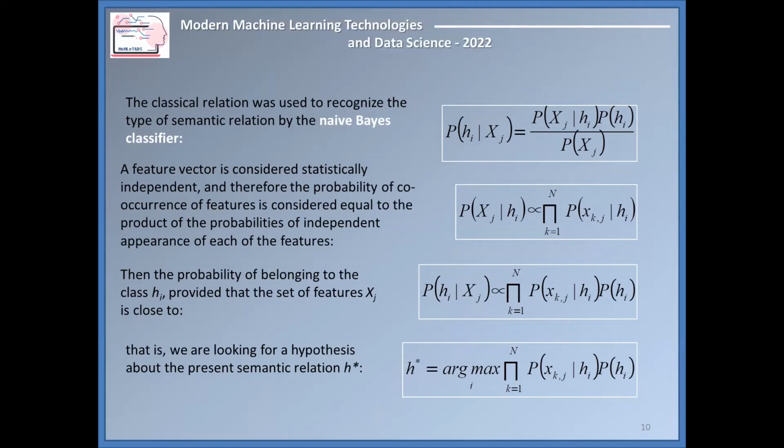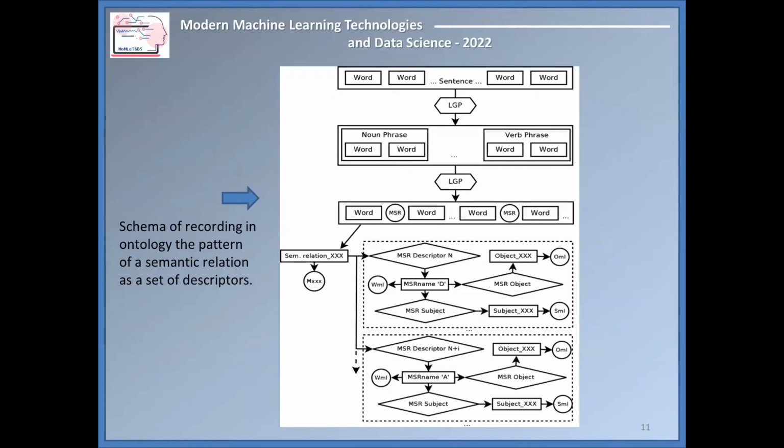A feature vector set of pattern descriptors is considered statistically independent, and therefore the probability of co-occurrence of features is considered equal to the product of the probabilities of independent appearance of each of the features. That is, we are looking for hypothesis about the present semantic relation has strong support. On the slide number 11, you can see the schema of the recording in an ontology, the pattern of semantic relation as a set of descriptors.